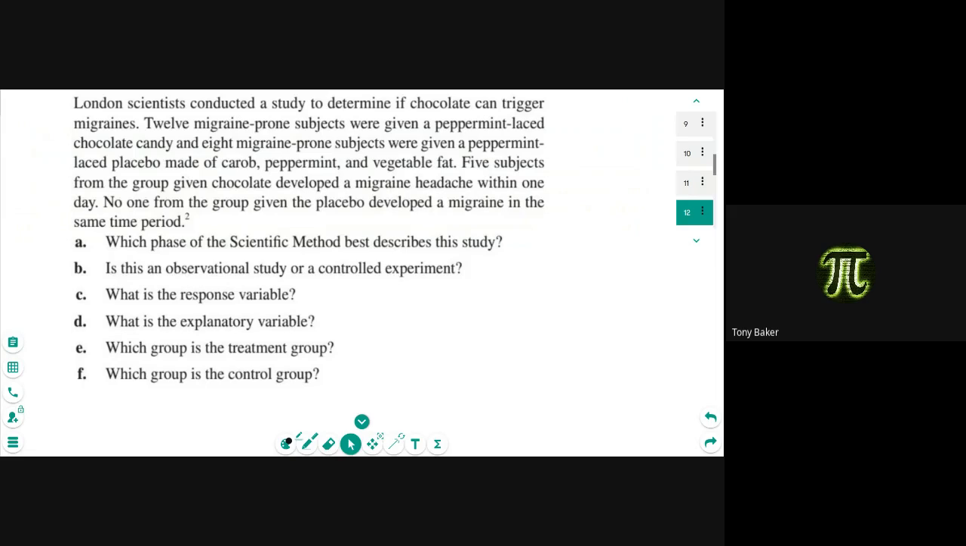Which group's the treatment group? Yeah, the ones that were given the peppermint-laced chocolate. The control group was the ones who were given the peppermint-laced non-chocolate. But it had to look the same. So in essence, they were given the peppermint patties. All right, good.